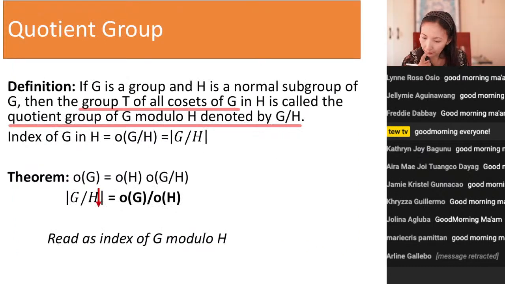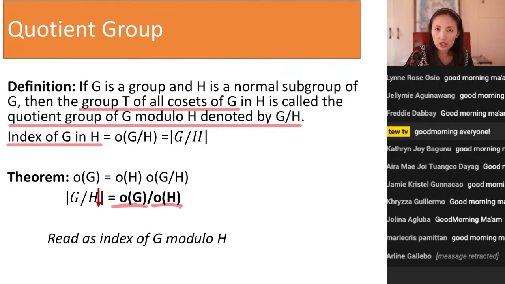Going back, the index of G and H is in fact the order of T, where the order of T is given by the order of G over the order of H. So if I would ask you what is the index, rather, ito: order of G over order of H. This is read as index of G modulo H, order.